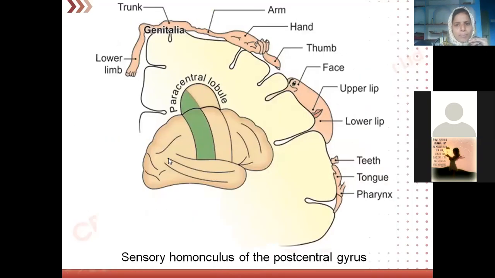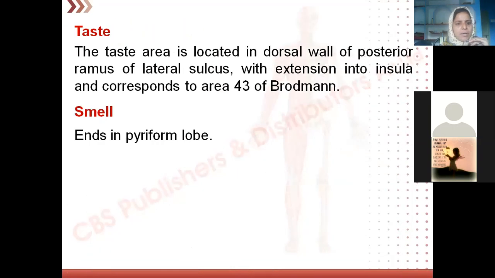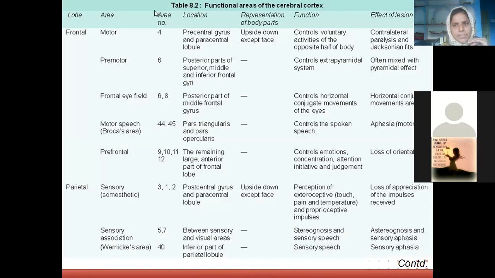So now the best part of Chaurasia, what I keep telling you, is this table. See how beautiful. You can take a screenshot again. Frontal lobe, parietal lobe, occipital lobe, temporal lobe. Area number 4 is the motor area. Location, we know it is present in the precentral gyrus. M is for motor area, that is area number 4. Where is it present? Precentral gyrus and paracentral lobule. Paracentral lobule, I told you, is present on the medial surface, isn't it?